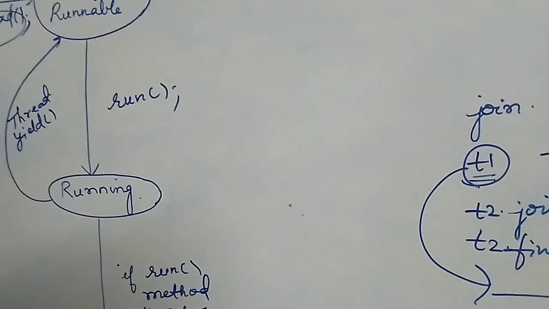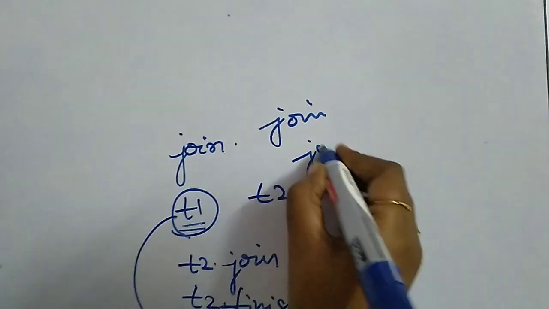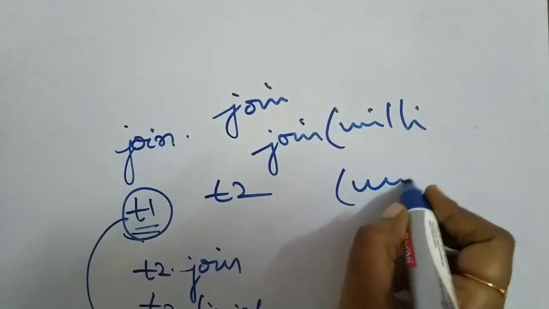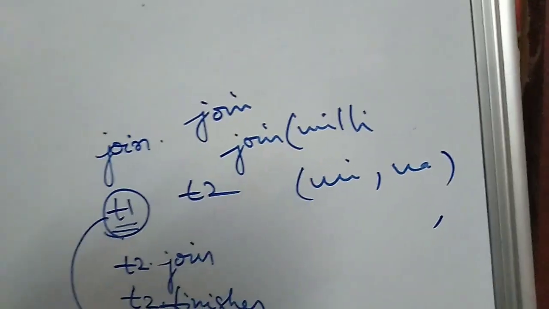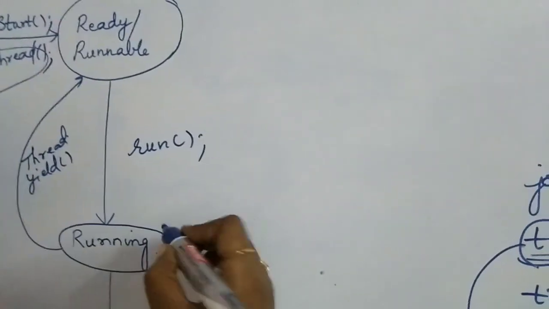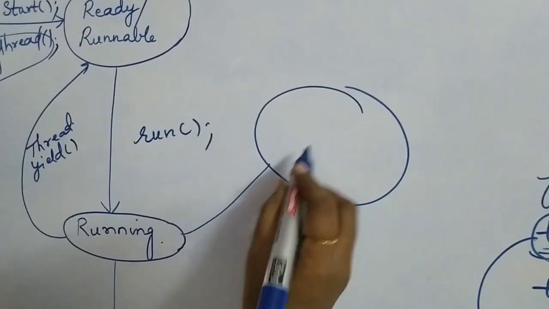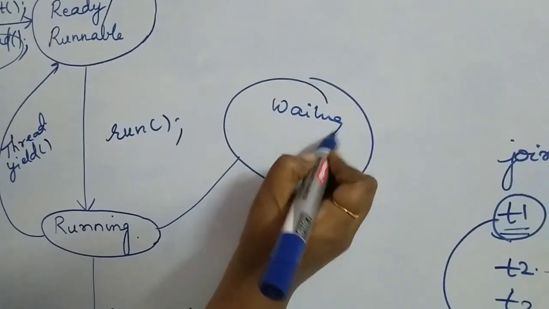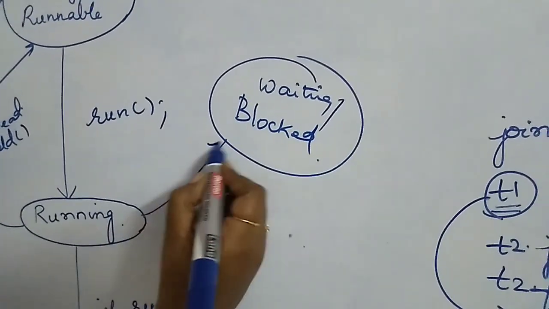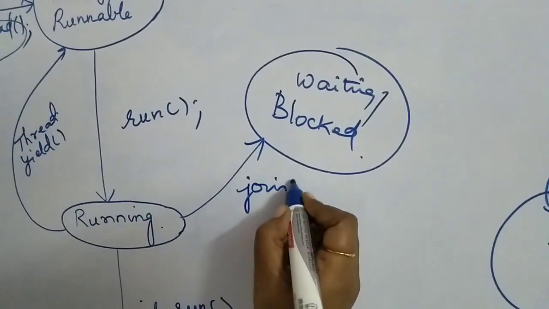There are three overloaded join methods. The first is join, the second is join with milliseconds, and the third is join with milliseconds and nanoseconds. Any of these join methods can be applied. When the running thread applies join on T2, it goes to the waiting state, which you can also call the blocked state.